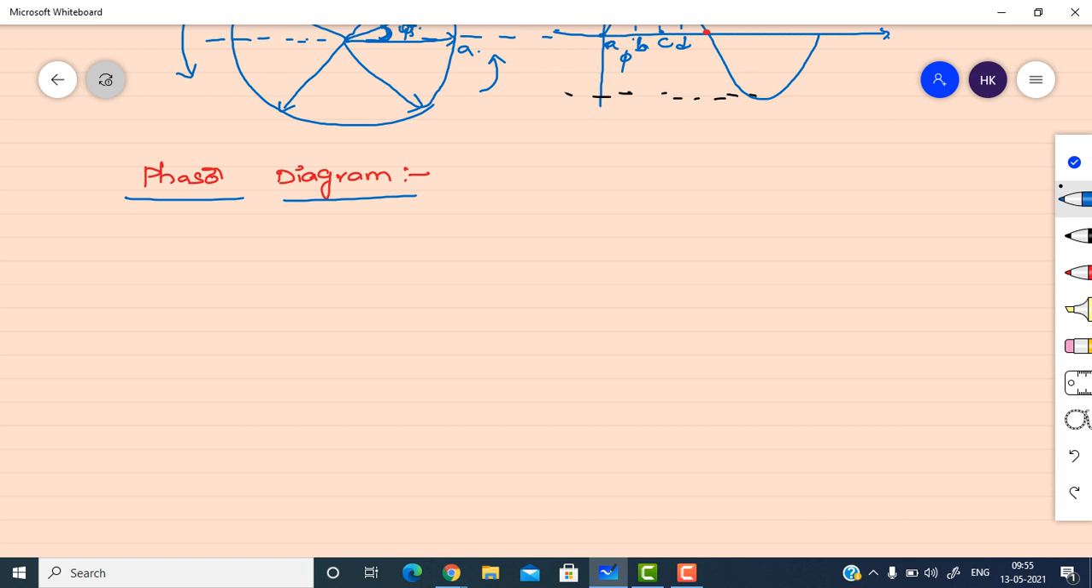Suppose I have two quantities, voltage and current. These two are alternating quantities, that means these two are sinusoidally varying alternating quantities. And the phase angle difference between these two is 90 degrees. Phase angle difference means the angular difference between the voltage and current is 90 degrees.